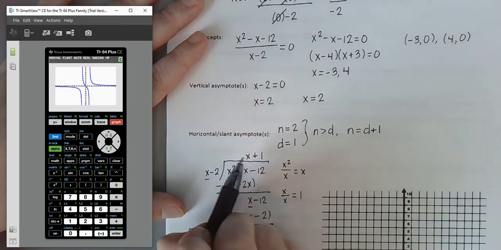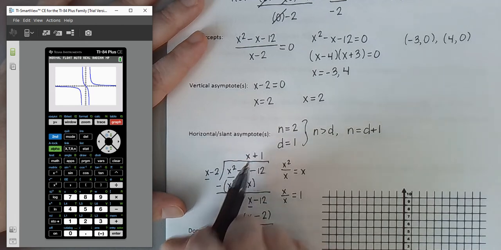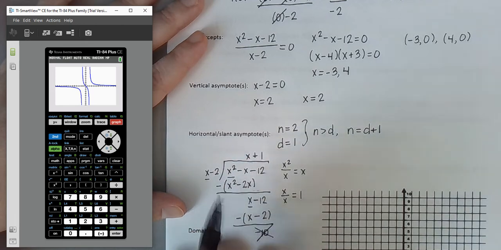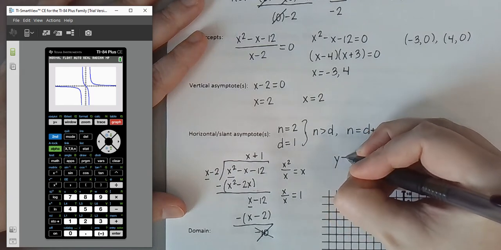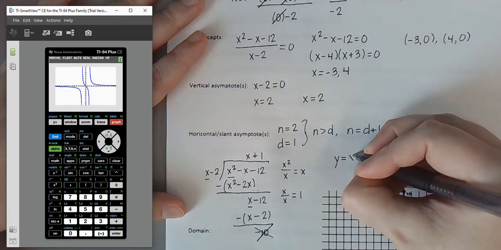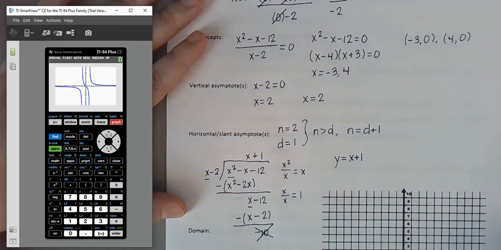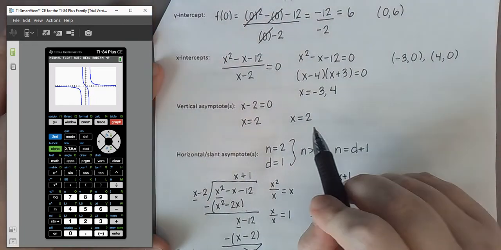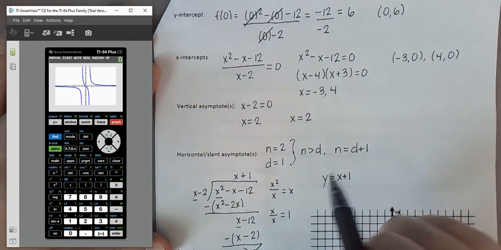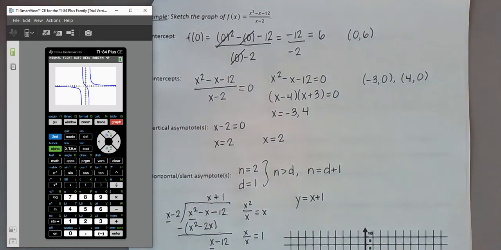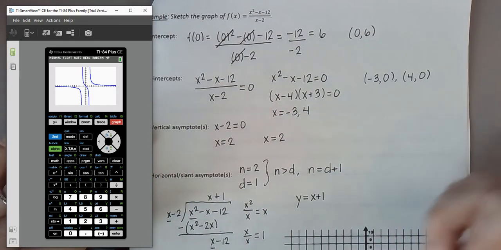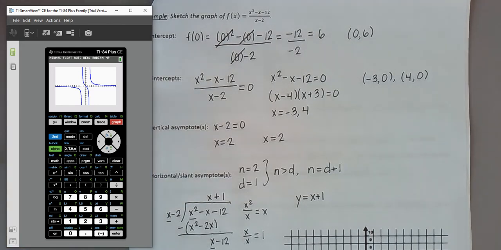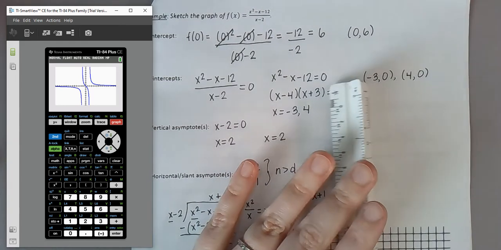So notice this is in the form mx plus b. This is in the form we would get if we were going to write a line in slope-intercept form. So the equation of our slanted asymptote is going to be y is equal to x plus 1. So we have 3 intercepts, 1 vertical asymptote, and in this case we had a slanted asymptote. So let's put all of that on our graph. So y-intercept at 6, and then 2 x-intercepts, 1 at negative 3 and 1 at 4. Okay, vertical asymptote at x equals 2.